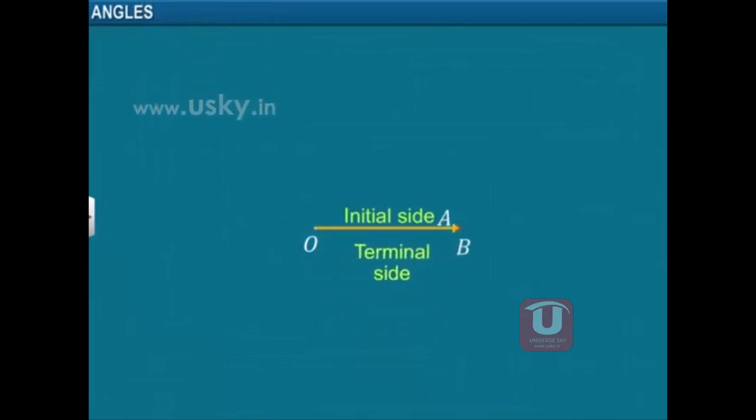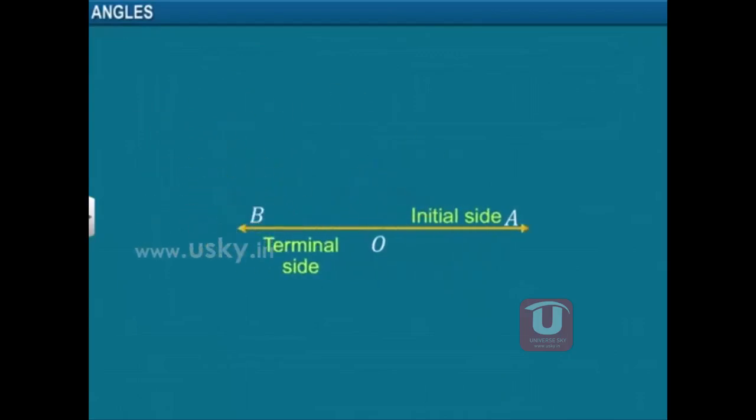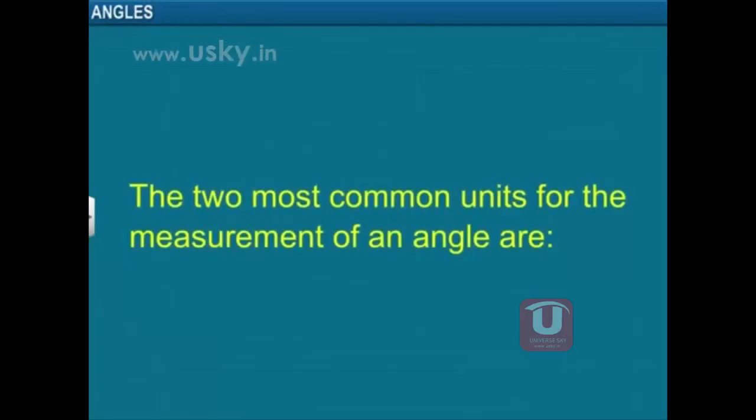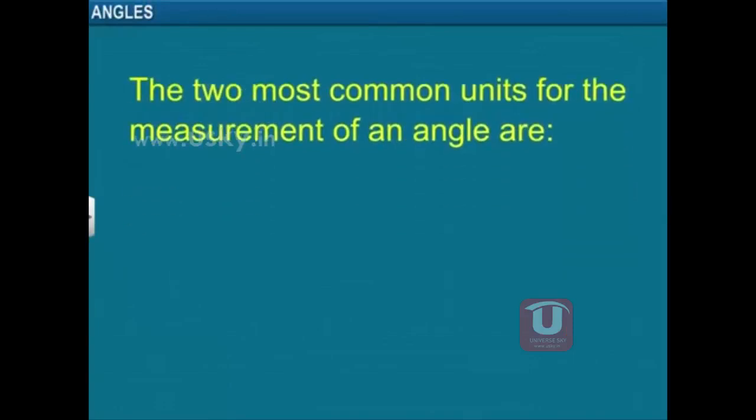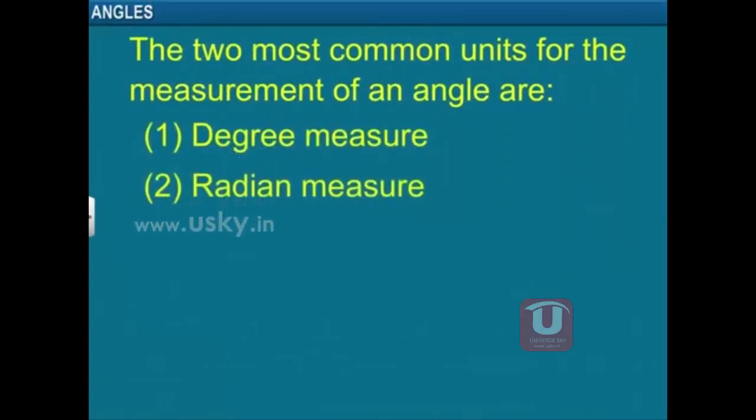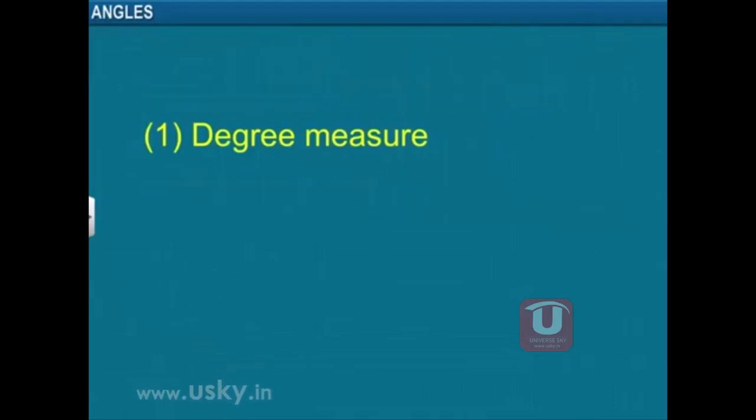When the initial ray OA takes one complete revolution and comes back to its original position, then it makes an angle of 360 degrees. When rays OA and OB are in opposite directions, an angle of 180 degrees is formed. The two units used most commonly for the measurement of an angle are degree measure and radian measure. First, let us discuss the degree measure.